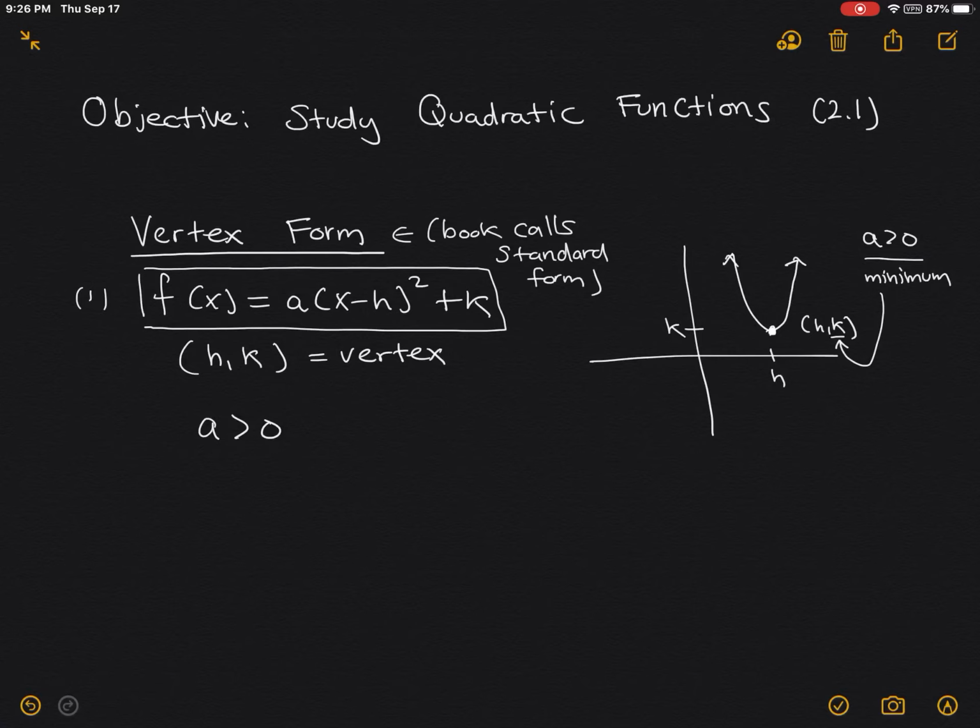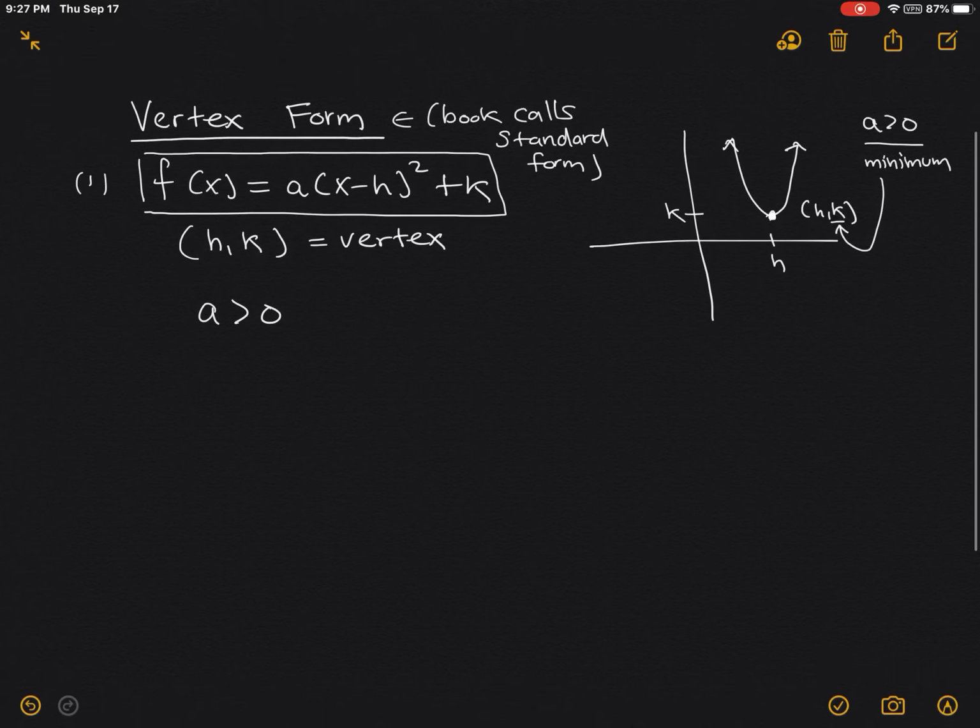It's also nice to be in this form because you can do a comparison with the parent function. If you're ever asked, compare this with the parent function of x squared, you can say, hey, if the absolute value of a is greater than 1, vertical stretch; absolute value of a between 0 and 1, vertical shrink. Shifted h units left or right, or k units up and down. Okay, so vertex form is one form.